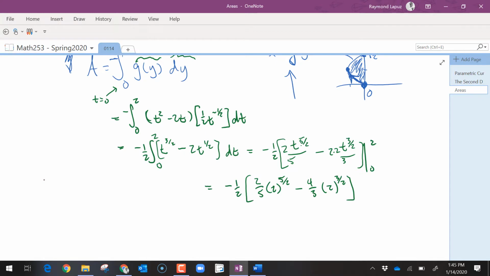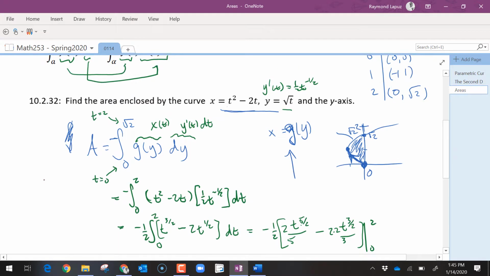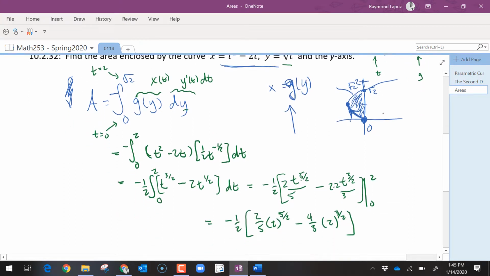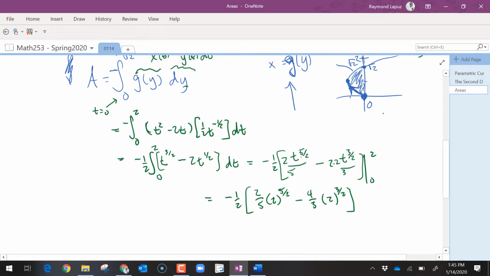Upper bound is 2 because we changed it from, initially it was y, and then we changed it to t. And this is your y at the upper bound. This is your t at the upper bound. So it should be 2. Somebody putting it into the calculator? Somebody will.